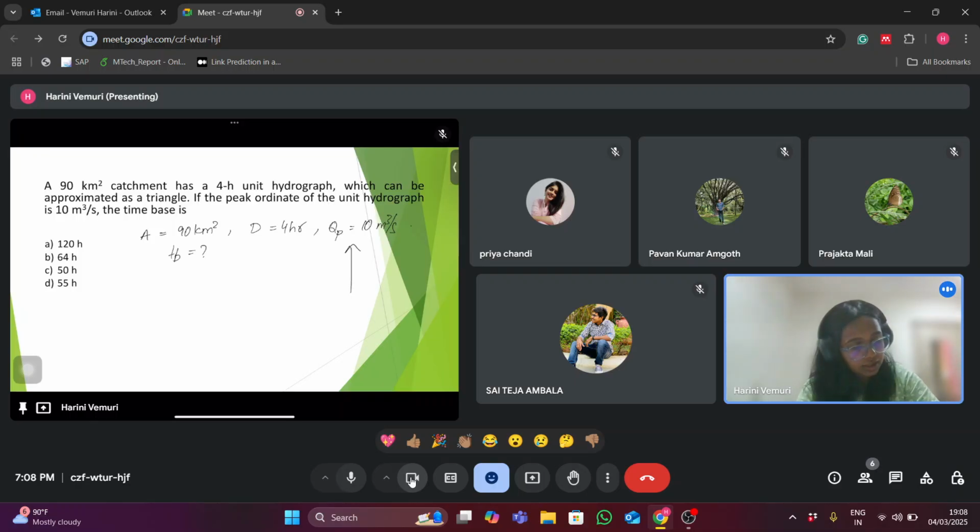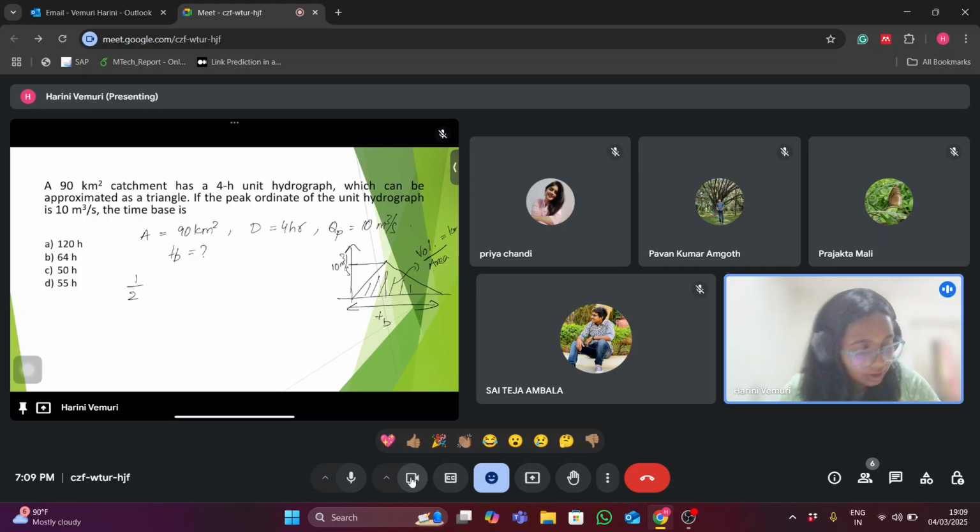So here, they're saying the unit hydrograph is estimated as a triangle. And we know this term, base time, is what they are asking. So once we calculate the area of this unit hydrograph, it should equal the volume of runoff. Once we divide it by the area of the catchment, it should be equal to the excess rainfall value. For a unit hydrograph, it should be 1 centimeter.